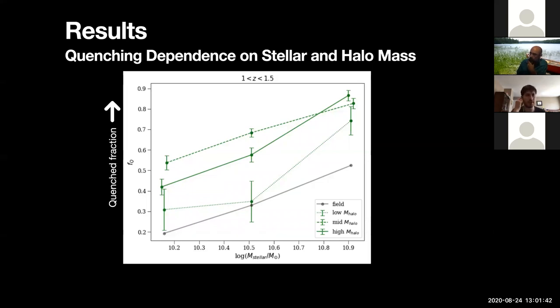What's really clear here is the stellar mass trend, which is well known: the quenched fraction, the fraction of galaxies that are quenched in a given stellar mass bin, increases with increasing stellar mass. But also visible here is that the groups have an enhanced quenched fraction relative to the field. And then yet again, the GOGREEN clusters have an enhanced quench fraction relative to the groups. There's not necessarily a clear, simple monotonic trend here, but overall it seems that higher halo mass environments have higher quench fractions.